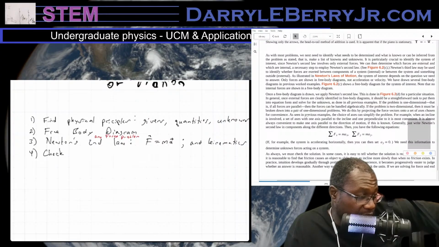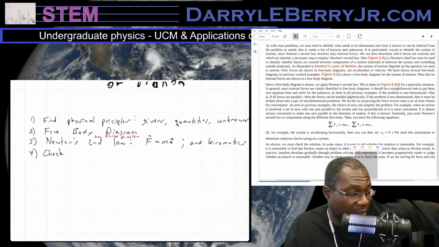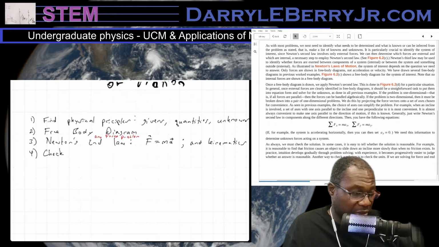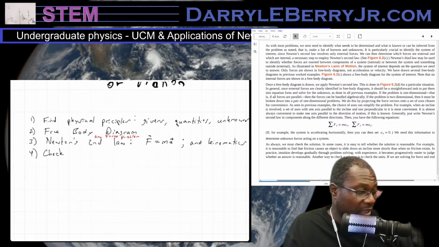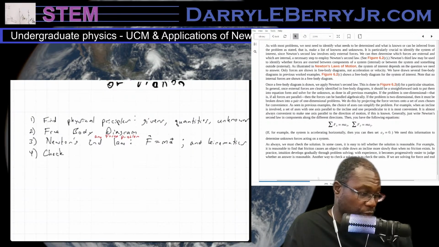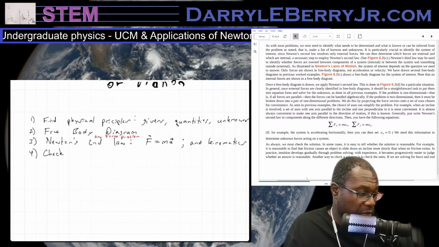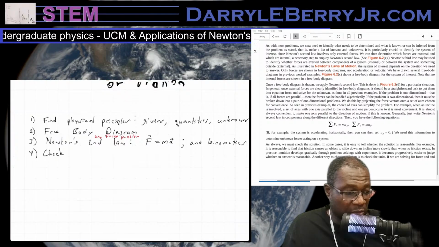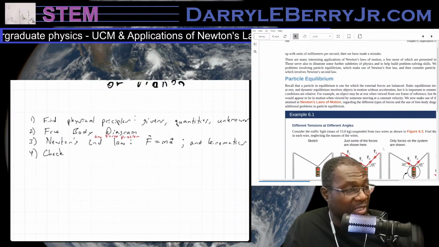As always, we must check the solution. In some cases, it is easy to tell whether the solution is reasonable. For example, it is reasonable to find that friction causes an object to slide down an incline more slowly than when no friction exists. In practice, intuition develops gradually through problem solving. With experience, it becomes progressively easier to judge whether an answer is reasonable. Another way to check a solution is to check the units.